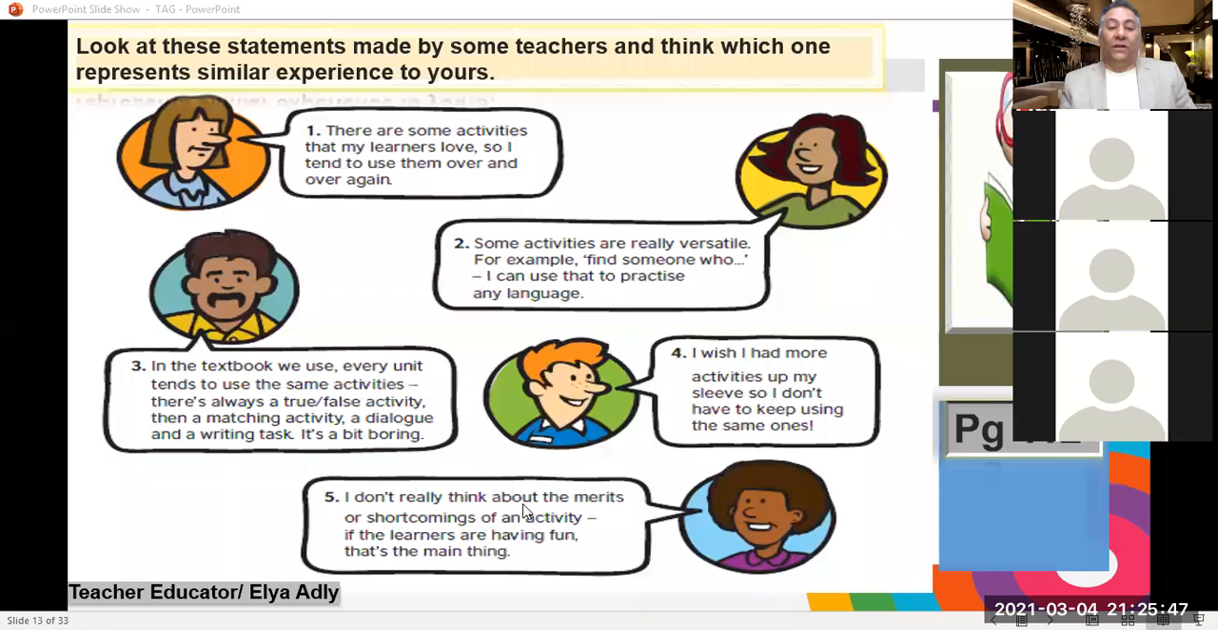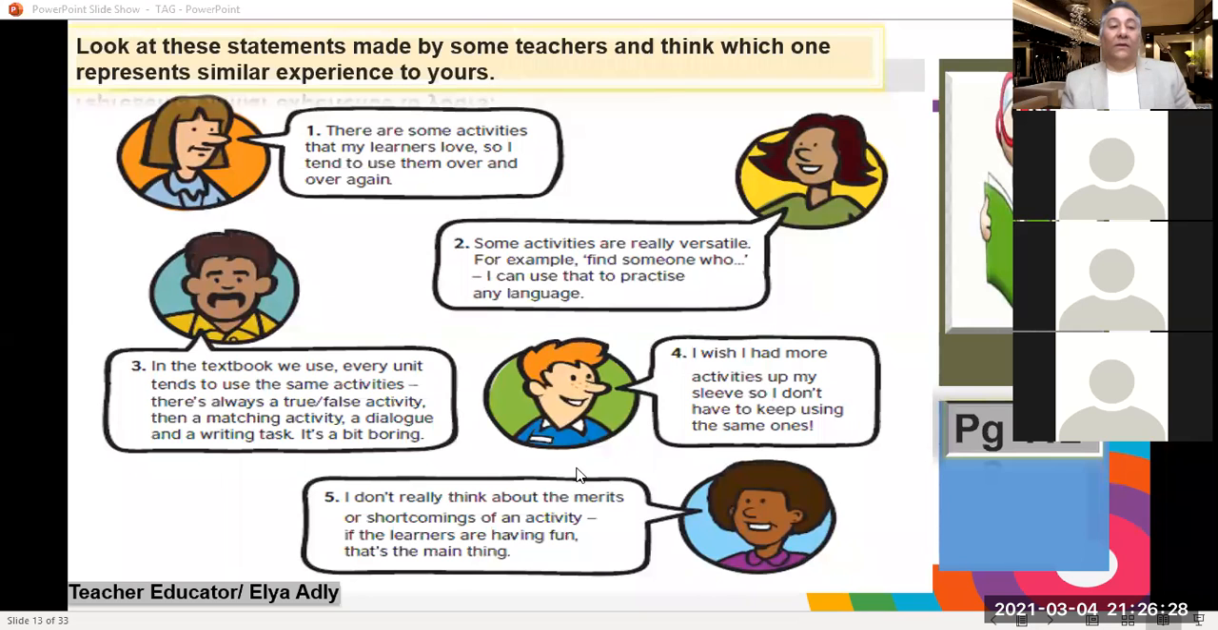Number 5. I don't really think about the merits or shortcomings of an activity. If the learners are having fun, that's the main thing. So this teacher likes her students to have fun all the time, and if they don't gain some new grammar or new vocabulary, it's okay. Just the students had fun, and for sure they gain something in between.